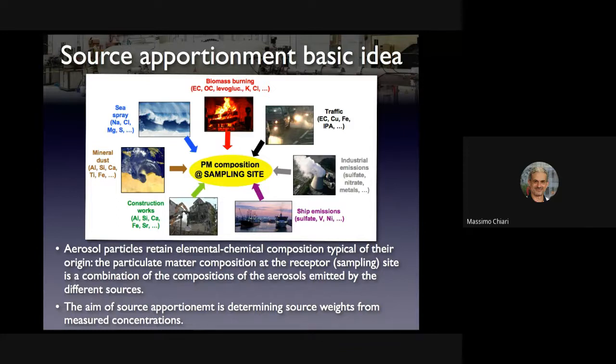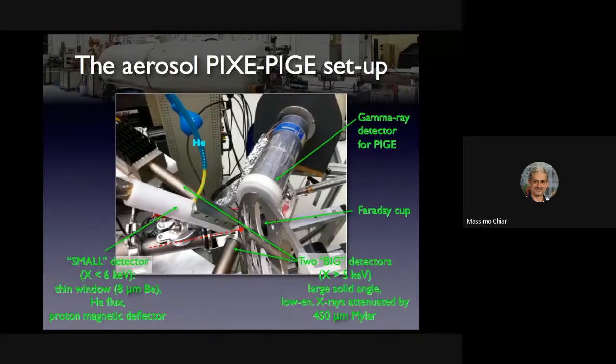So with source apportionment, the goal is to determine the relative weight of the different sources affecting a sampling site by measuring the elemental concentration. Okay, this is just a lot of statistics and mathematics, but just to give you an idea why it is important also to measure single elements that can be tracers of specific sources. Now we come in more detail to LABEC.